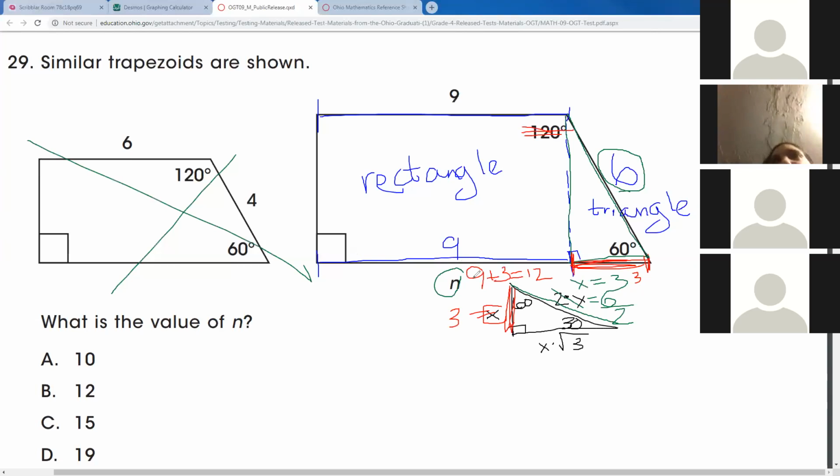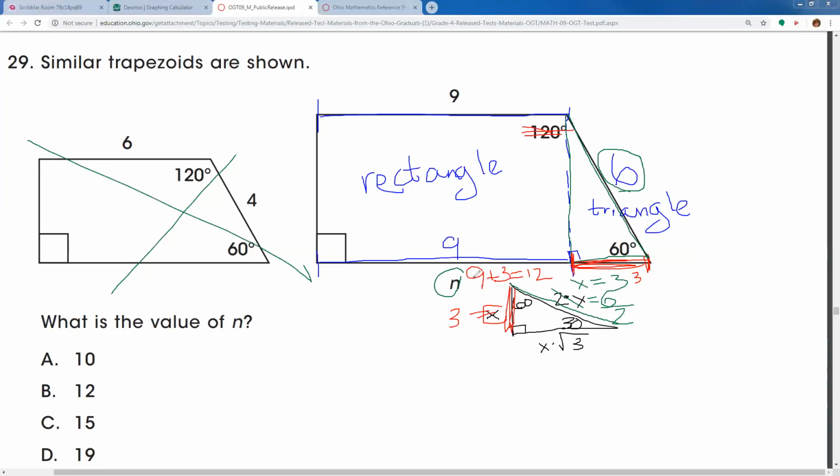Yeah, that's doing a lot. It is. You had to do proportions. You had to do special right triangles. You had to add 2 pieces together. That's why this particular type of problem, to me, it seemed easier to look at the picture and kind of estimate, because there's so many processes. And some of those questions on the OGT, they like doing that. They like giving you, well, do this first, then do this.